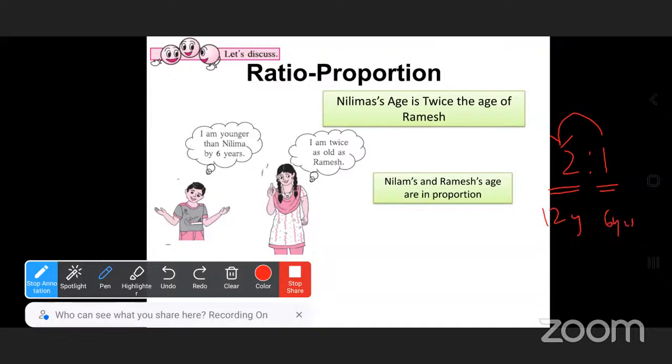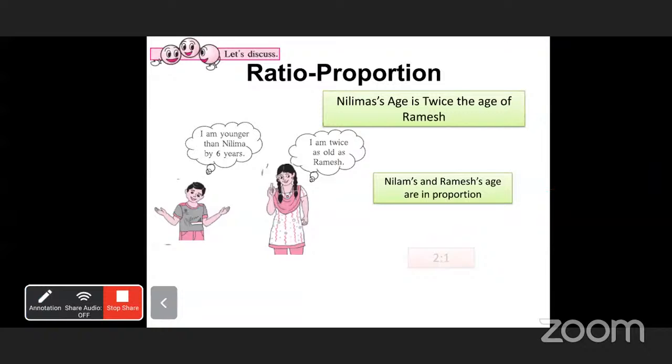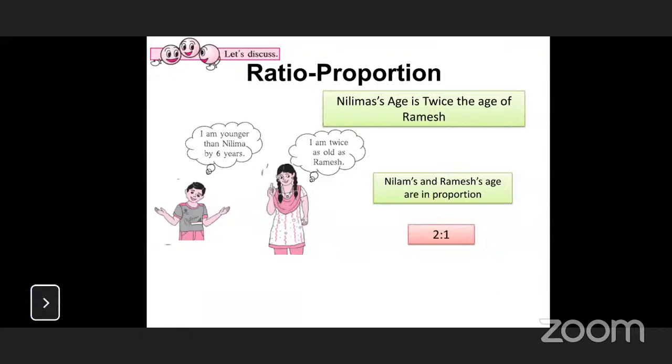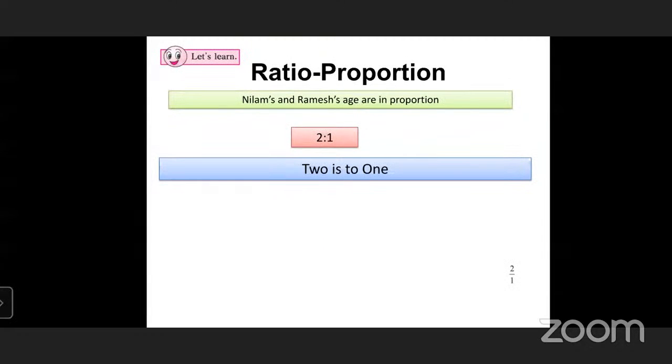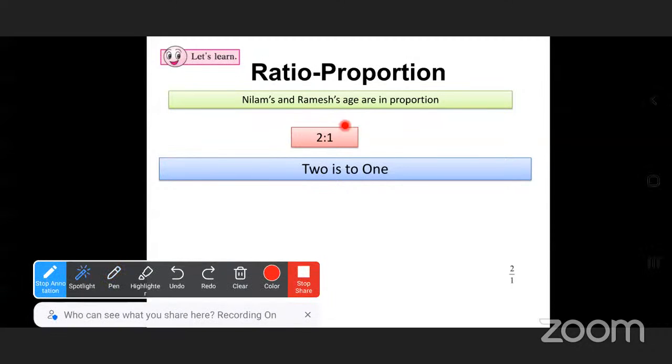For proportion we use the symbol colon. How do we write this? 2:1, with the colon in between 2 and 1. We read it as 2 is to 1. In mathematics, this is a proportion, 2:1.